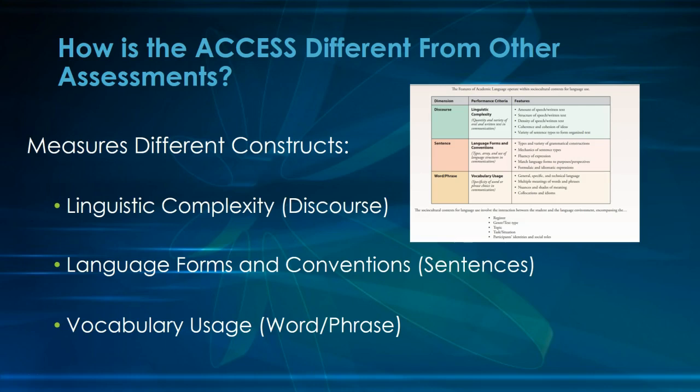When we look at language forms and conventions, we look at the sentence level. So we look at the mechanics of the way the sentence is formed. We also look at the fluency of expression. And are we matching language to match the purpose? In the vocabulary usage, the word or phrase level, we not only have general and specific vocabulary words, but we're also looking for technical language that has been presented in the prompt. So language related to that content area. Also looking to see, can students use multiple meanings of words and phrases and different shades of meaning?